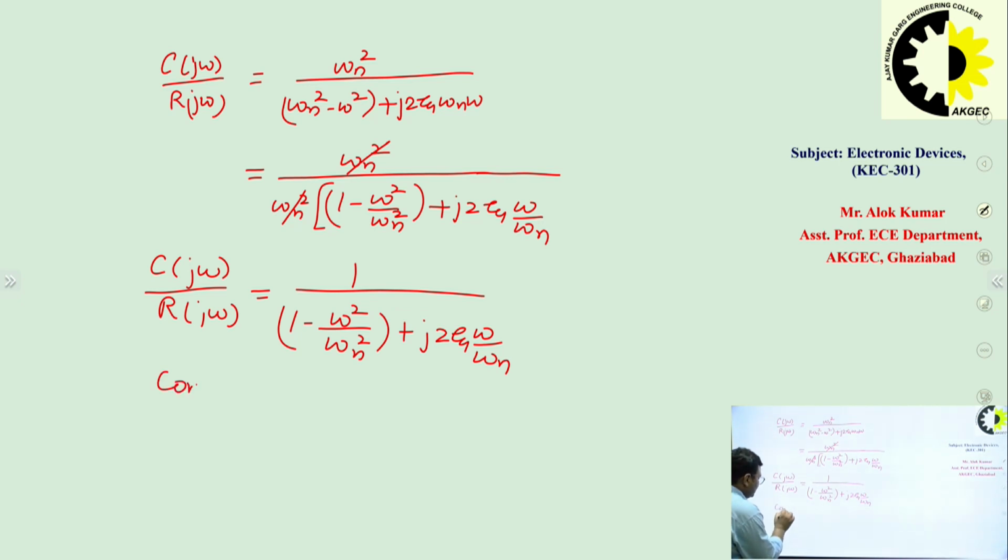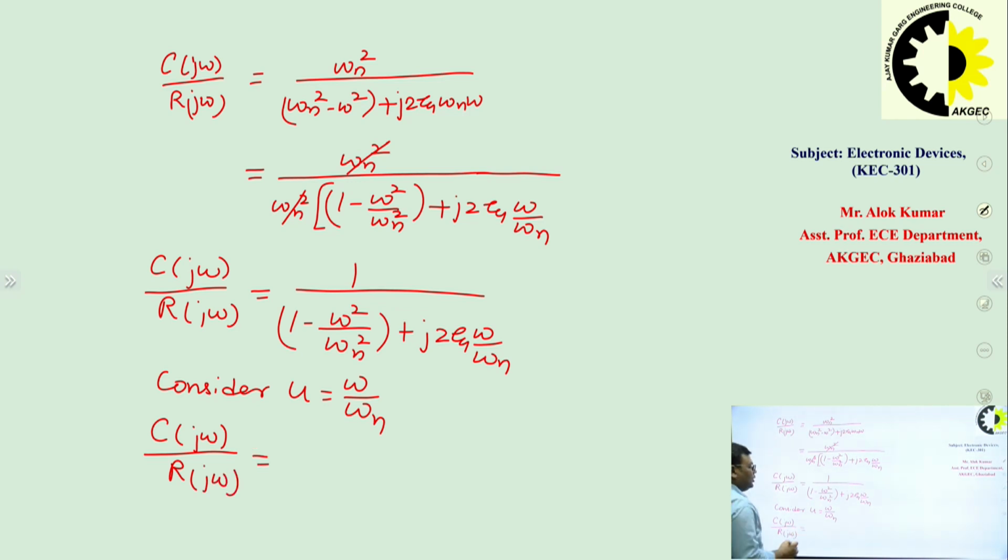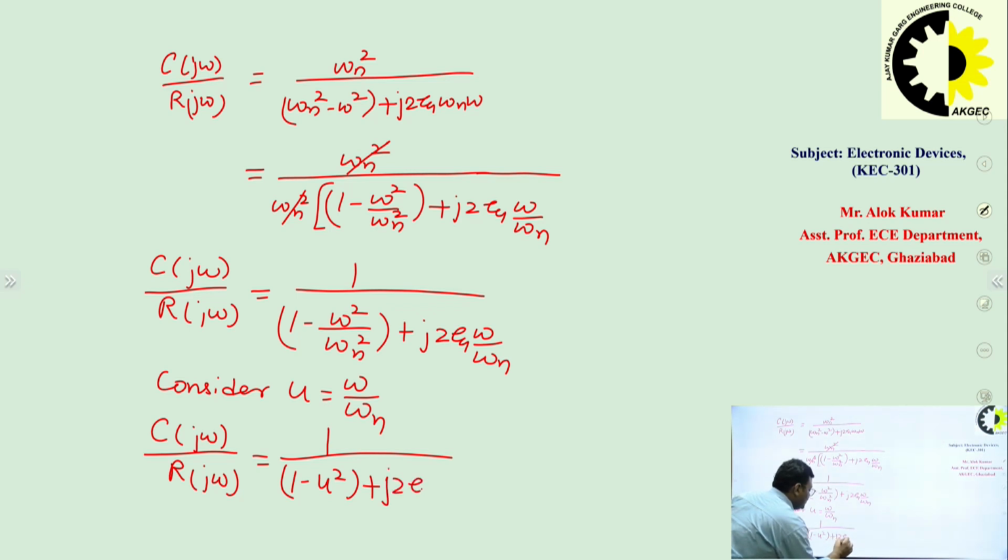Now we can consider u is equal to omega by omega n. So this expression will be C of j omega divided by R of j omega is equal to 1 upon 1 minus u square plus j into 2 zeta into u. With the help of this, we can calculate the magnitude and the angle.